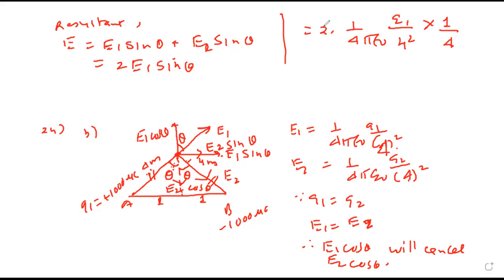So this will become 2 into 9 into 10 raised to 9 into charge 3 micro coulomb, 10 raised to minus 6, upon 4 square, 16, 16 into 4 is 64, 2 into 32. Just copy this much.